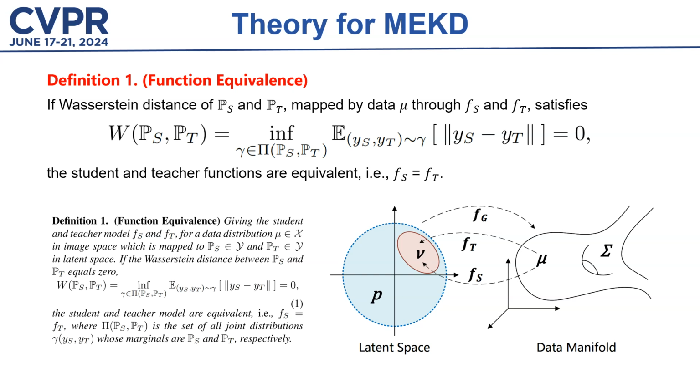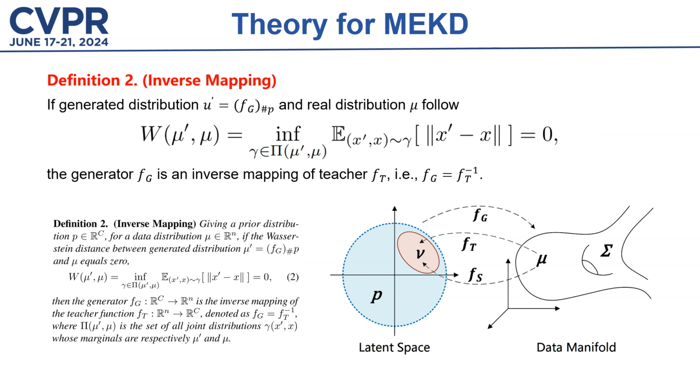In our formal analysis of the B2KD problem, we established two definitions to quantify the mapping relationships. Definition 1 posits that given identical input distributions, the proximity of the Wasserstein distance between the output distributions of the teacher and student models is indicative of the closeness of their respective mapping functions. Definition 2 suggests that when a generator utilizes the teacher's output distribution as input, the closer the generated distribution aligns with the real distribution, the more accurately the generator's mapping approximates the inverse function of the teacher's mapping.